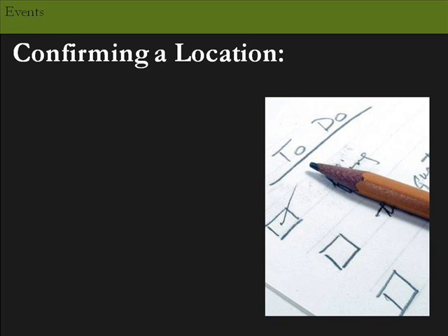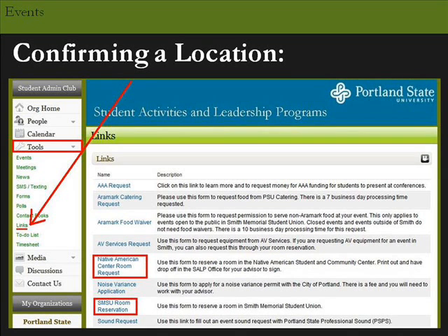One of the first steps in planning an event is confirming a location. Most spaces on campus are scheduled through the scheduling office in the Smith Memorial Student Union. The Native American Center handles its own requests. Both reservation forms are accessible on SALPsync. Go under the Tools menu and click on the Links tab. The forms will appear to your right.